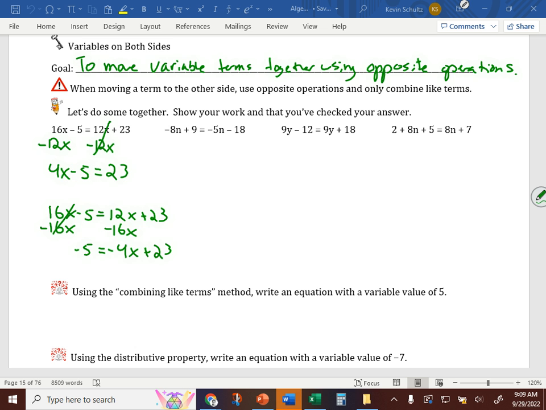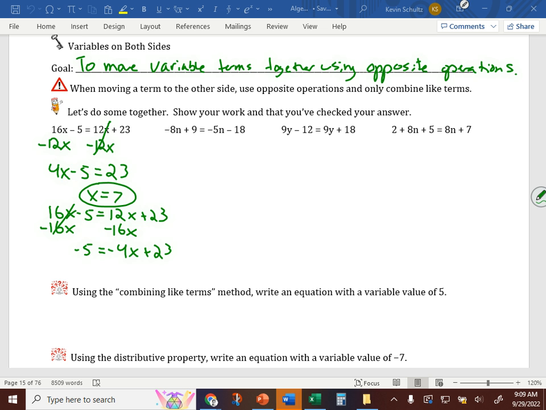Yes, moving the constants first, that's fine too. Either way, it works out. That's nice. We talked about this before, I think. The nice part about math is there's so many different ways you can get to the answer. As long as you're doing legal stuff, then it's all good. Solving this one, add 5, divide by 4, we get x equals 7.